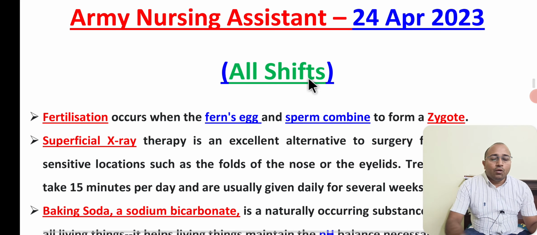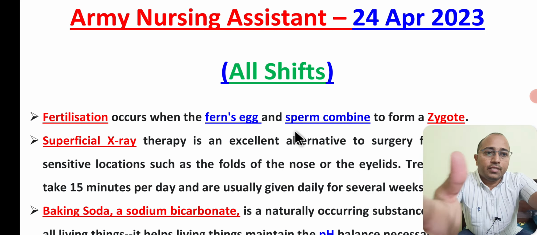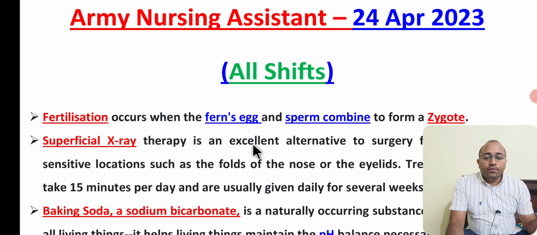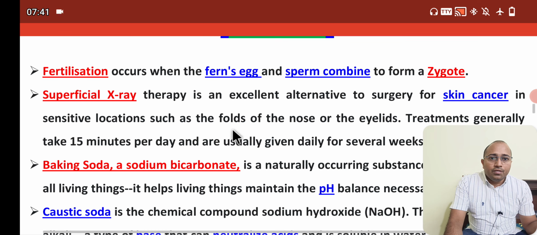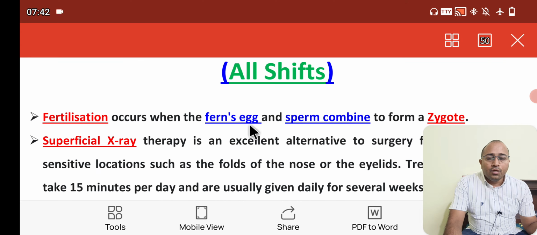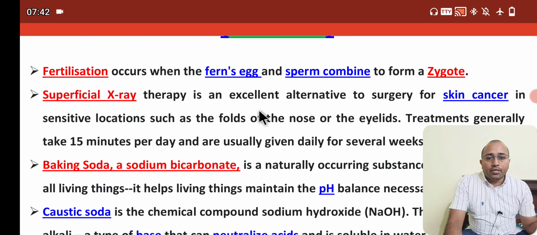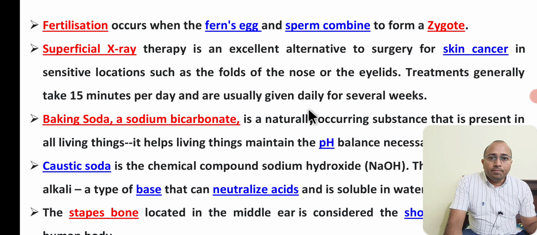So let us see how exactly the questions have been asked in Indian Army nursing assistant. They are very important, guys. Don't underestimate them. Now we have something: fertilization occurs when the fern's egg and sperm combine to form a zygote. When the fern's egg as well as sperm get combined, this fertilization will have a zygote as an output. Next we have superficial X-ray.